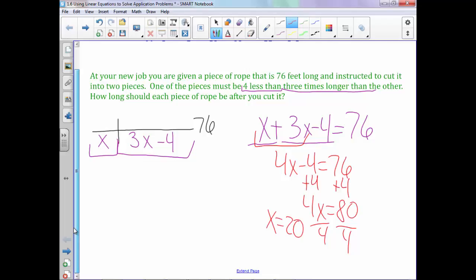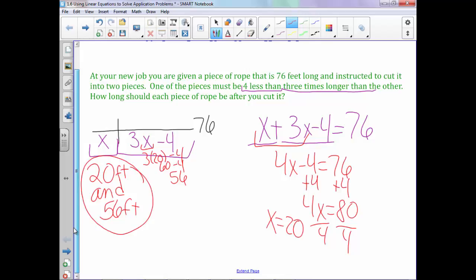And now let's go through. We want to know how long should each piece of rope be. So we know this piece should be 20 feet. And when we plug 20 in for X here, we'll get 3 times 20 minus 4, or 60 minus 4, 56. So 20 feet and 56 feet. There we go. See, that one's not too bad.